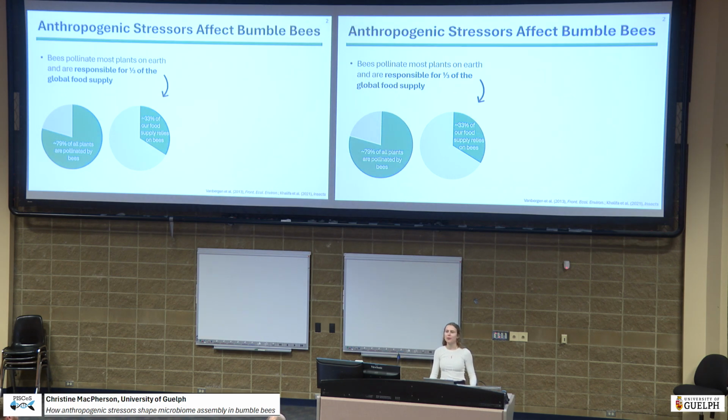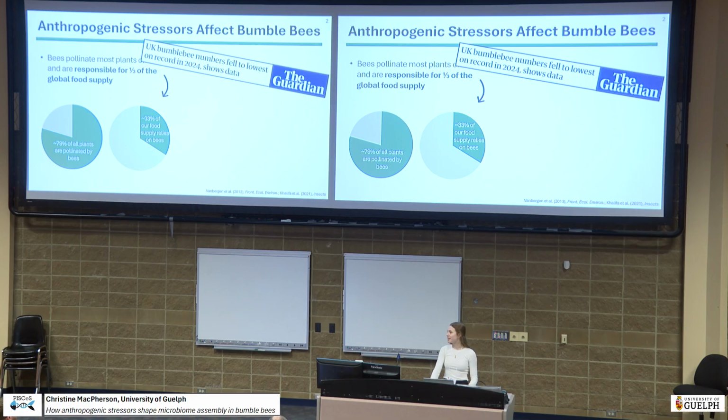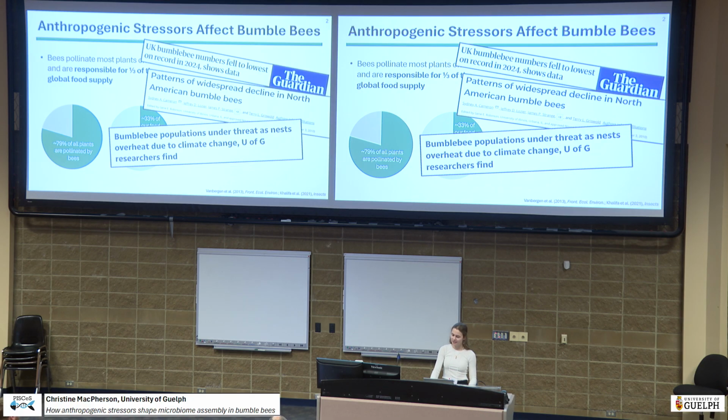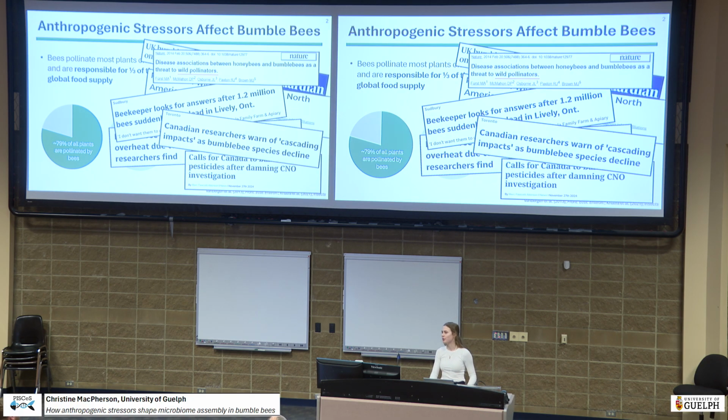So to start off, as many of you are aware, bees are highly valuable pollinators and they pollinate most plants on Earth. They're responsible for 1/3 of the human food supply. Unfortunately though, many of these bees are in decline, and you might have seen headlines like this, and there's dozens more where those came from.